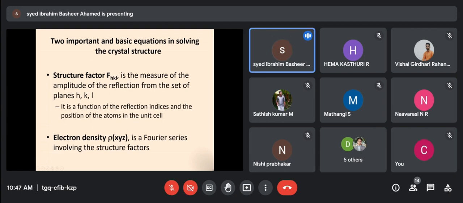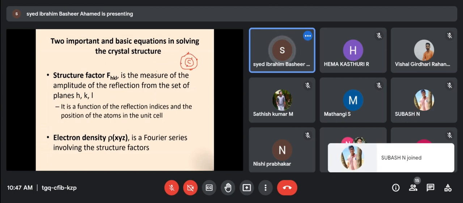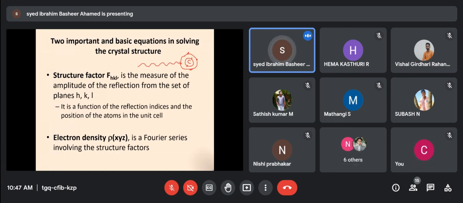You have an atom which is surrounded by electrons. When the X-ray is coming, assume you have some atom like carbon. Around this you will have electrons here and there, an electron here, an electron here, another electron here, right? So when the X-ray is coming and it is hitting this electron, what will happen?